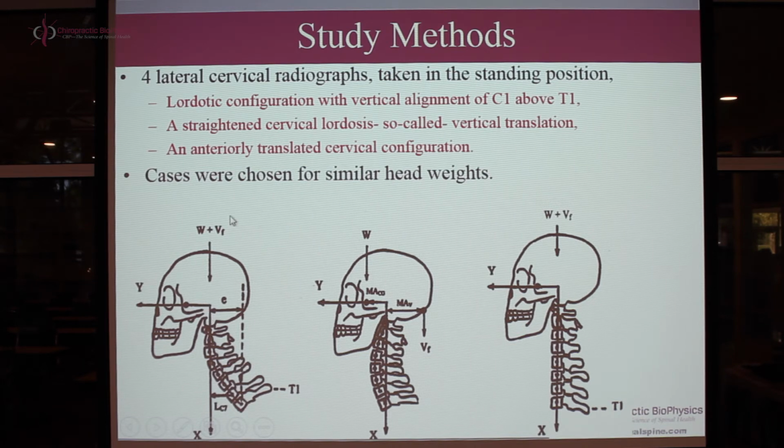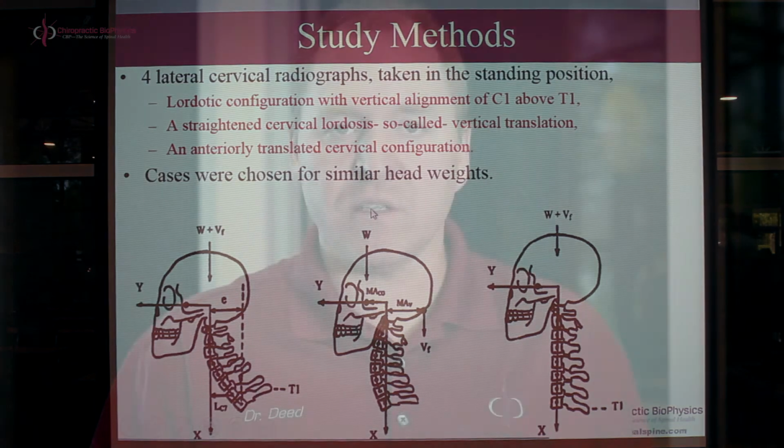So we chose 3 configurations to study: anterior translation, neutral with a lordosis, and then a pure vertical translation where there's no forward and backwards offset, but we've altered the cervical curvature, changing the effective load acting on each part of the vertebral body.